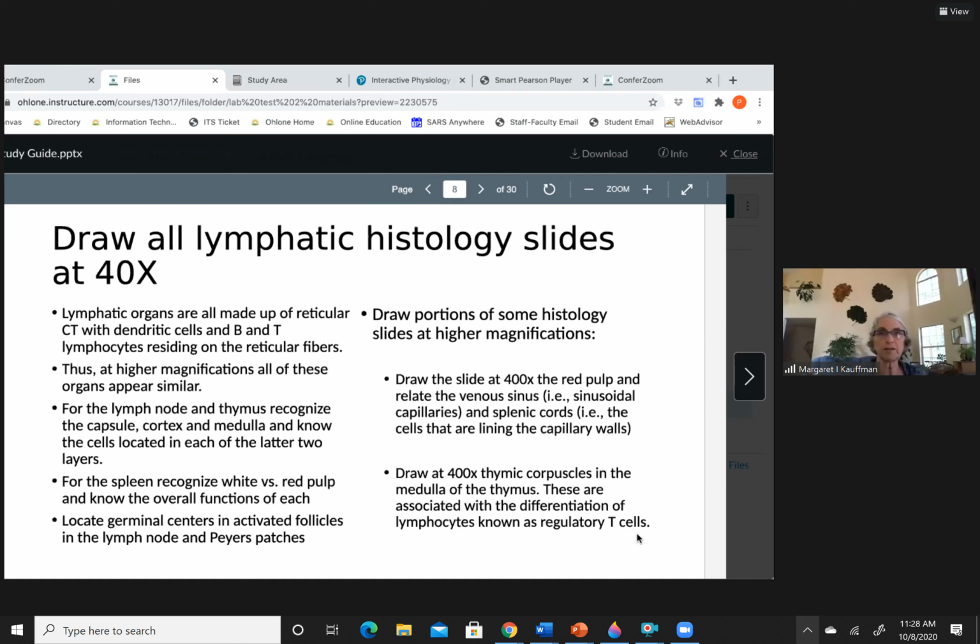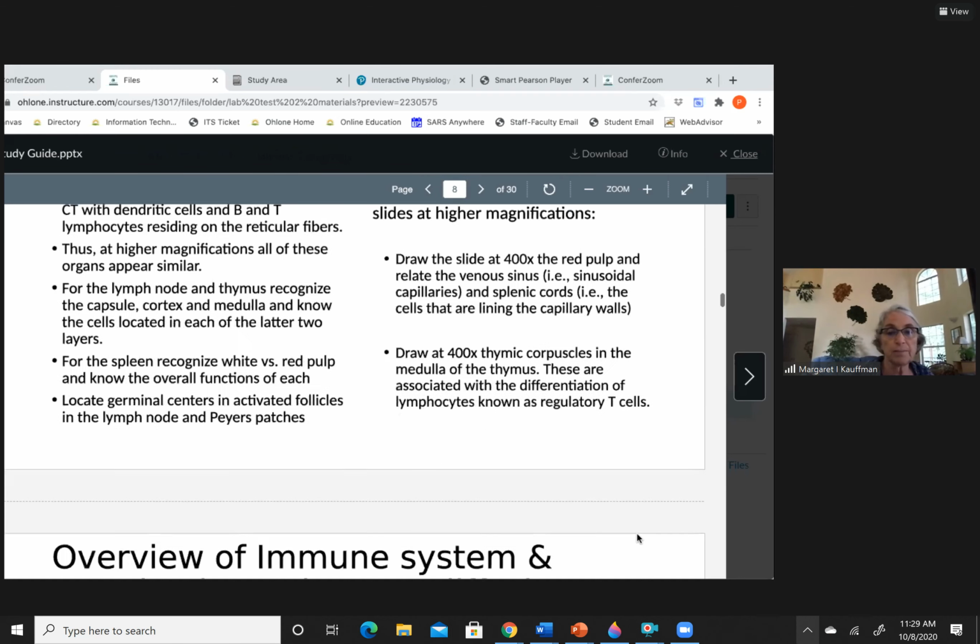The thymic corpuscles, the biggest mistake people make is confusing them with a blood vessel. If there is a hole in the middle where blood would flow, that's a blood vessel. Thymic corpuscles are solid, but both blood vessels and thymic corpuscles stain very lightly in this. So you want to be at high magnification to be sure that what you're seeing is a thymic corpuscle.